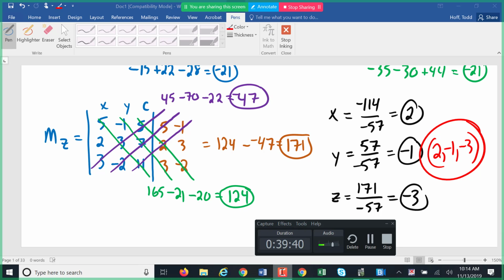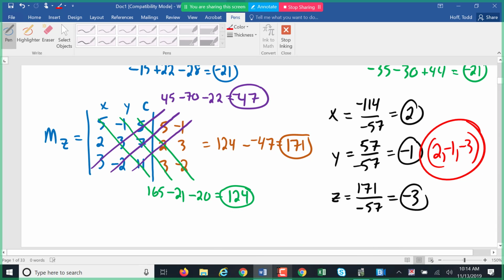Any questions there? For a 2 by 2 matrix, it's a really quick, simple process. For the three variable, 3 equation systems, it is a little bit more lengthy.